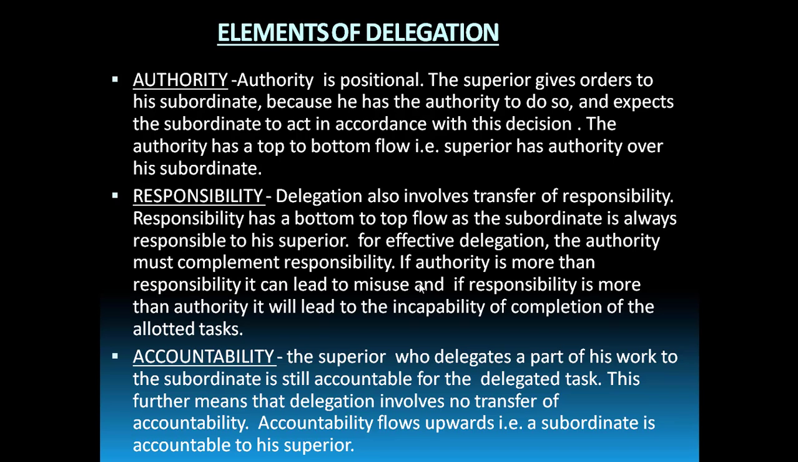So it means that if the authority is more, that is, if the power given to a person is more and the responsibility, that is his obligation to do the work, is less, then what will he do? He'll misuse that power, right? And if the responsibility is more than the authority, then it will lead to incapability of completion of the work. If the responsibility given to the subordinate is more, and the power or authority given to him is less, then again what will happen? He has more responsibilities, but less power. So he'll not be able to complete the work properly because he does not have sufficient power to complete it and take decisions. Right? So there should always be a balance between authority and responsibility.